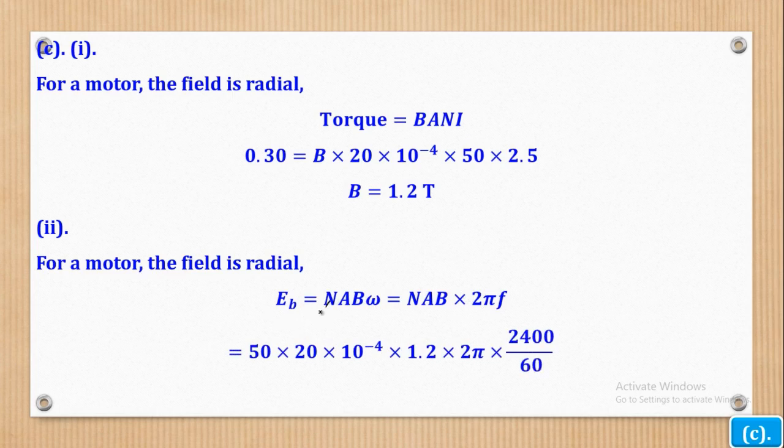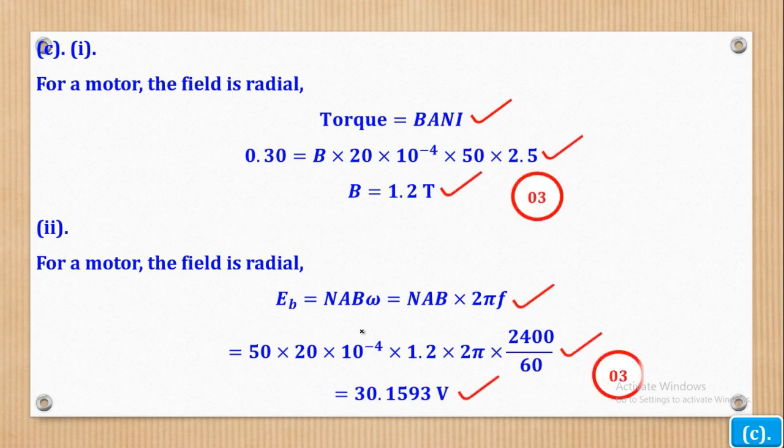Therefore you come and substitute number of turns 50, area is 20 multiplied by 10 to the power negative 4 to become meters squared. So this N is number of turns, area, this B is what we have got here, then this 2 pi is here, then the frequency is this. Because it was per minute, we have to change it to per second. That's why we divide by 60. So when I use a calculator, the back EMF will be 30.1593 volts. So that is how marks would be awarded.